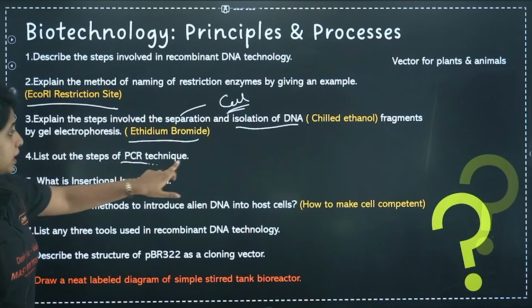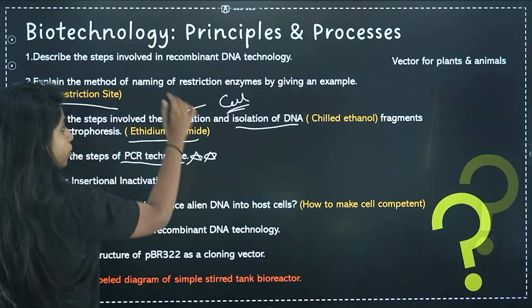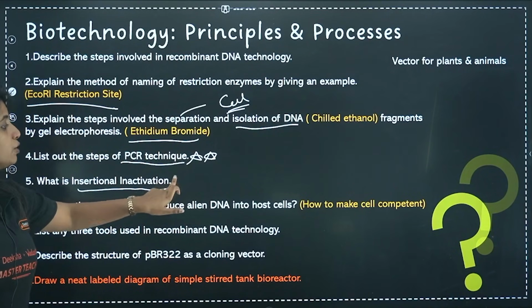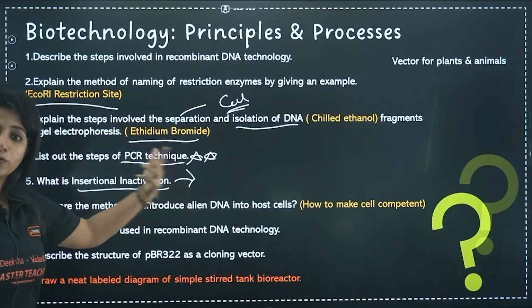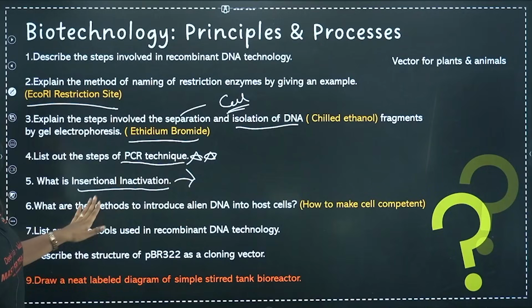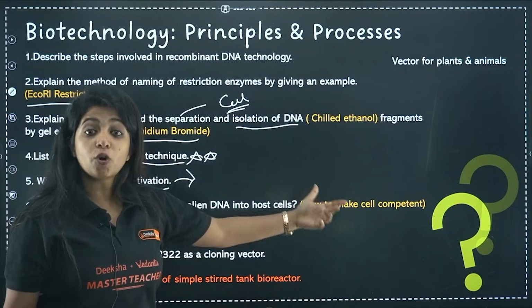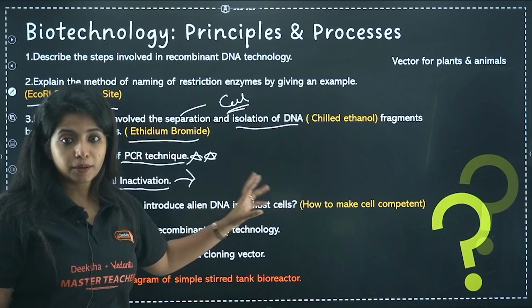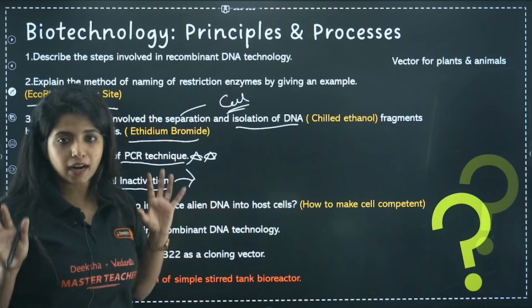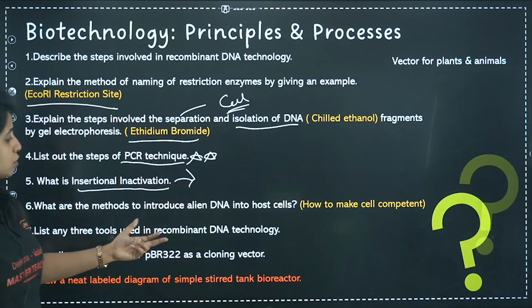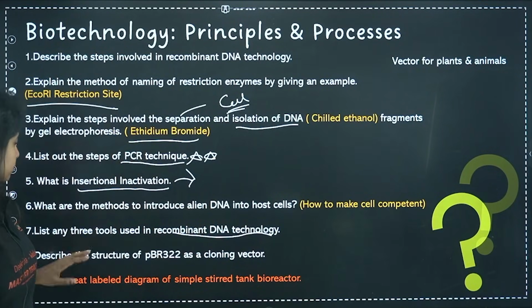Now list out the steps of PCR technique, super important, can be given as a whole question or might be given in the form of MCQ. What is insertional inactivation? Give example of lacZ and also in pBR322. Now what are the methods to introduce alien DNA into the host? How to make the cells competent? That question can be asked. Please know there is heat shock treatment and all of it. Now calcium treatment method.